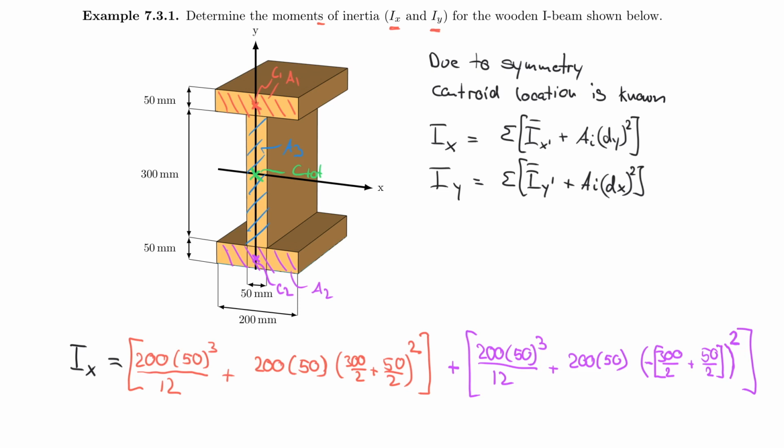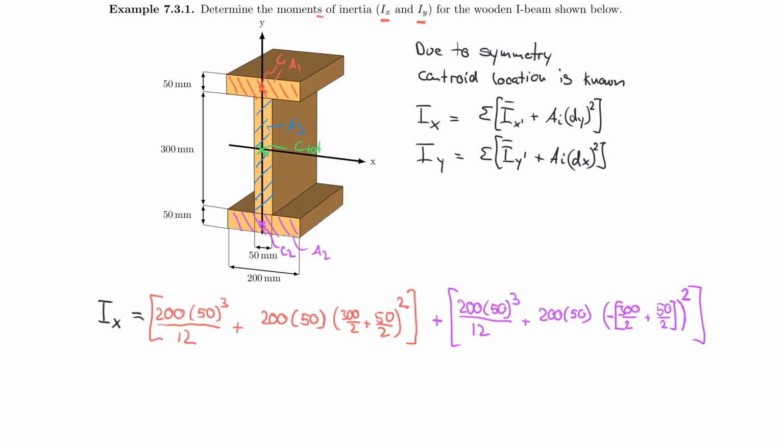Last but not least, I also have to include my blue area here. So let's zoom out a little bit. And I have to add that as well. What is the base now? So the base in this case is 50, right? So the base times height. The height now is 300. So 300 cubed over 12. And now plus the area, which is 50 times 300, multiplied by, I'll let you guess that for a second, what goes in here. I definitely have to square it.